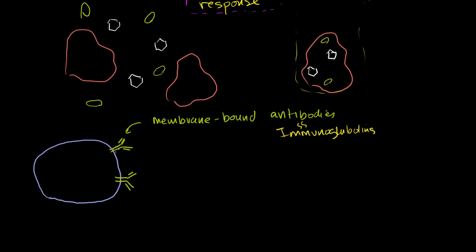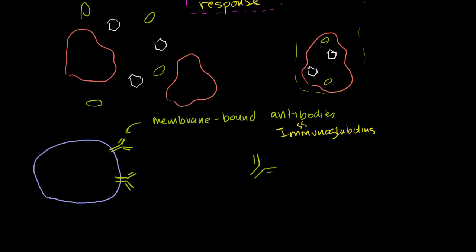Now, B cells have these on the surface of their membranes. These are membrane bound. Usually when people talk about antibodies, they're talking about free antibodies that are just floating around like that. And I'm going to go into more detail on how those are produced. Now, what's really, really interesting about these membrane-bound antibodies, and these B cells in particular, is that a B cell has one type of membrane-bound antibody on it.